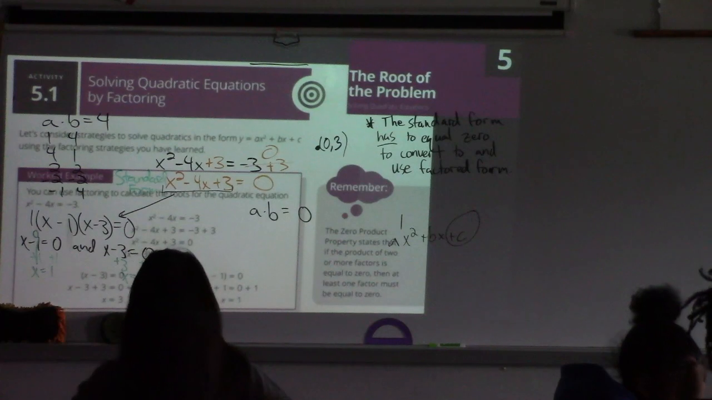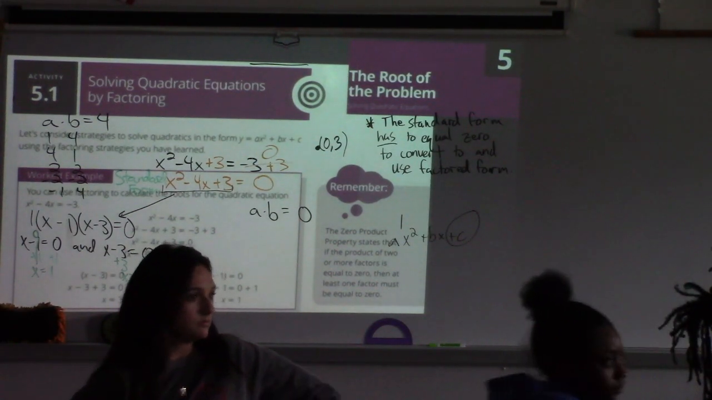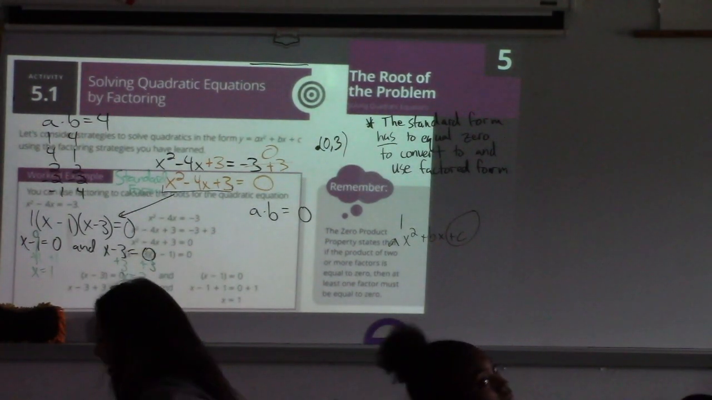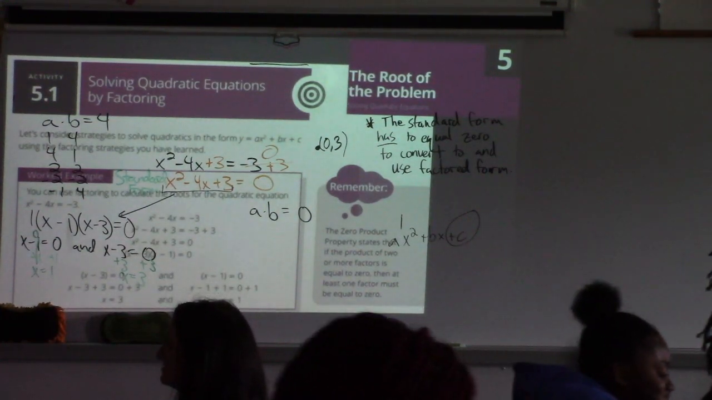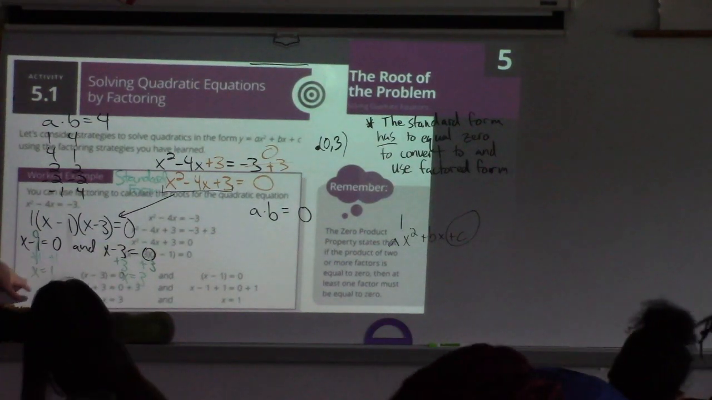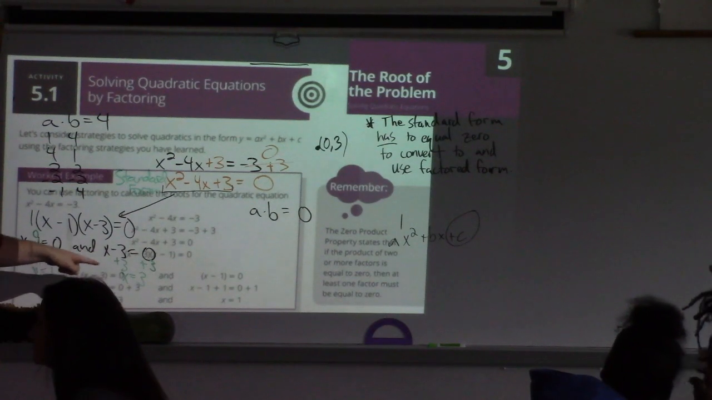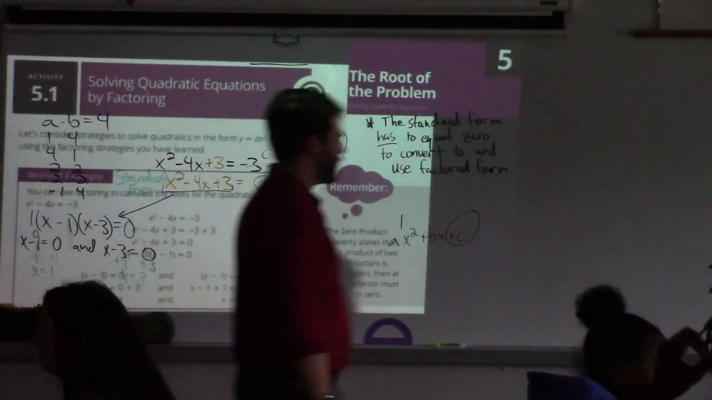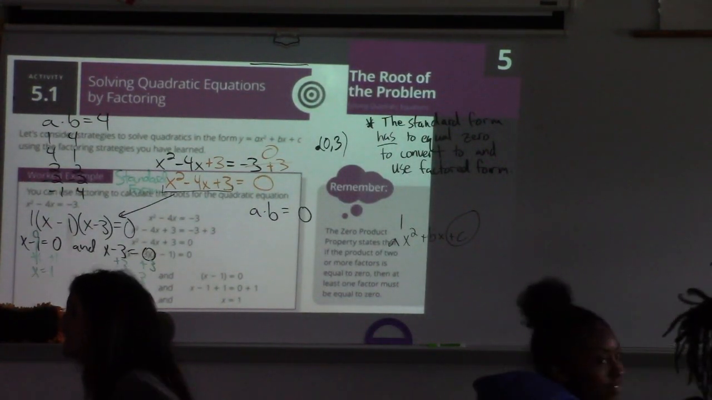Do I need to repeat that for anybody? Yeah, one more time. If you have factored form equal to 0, then you can set each factor equal to 0. Notice from there, it's pretty easy to solve each of those equations. X equals 1, and x equals 3.